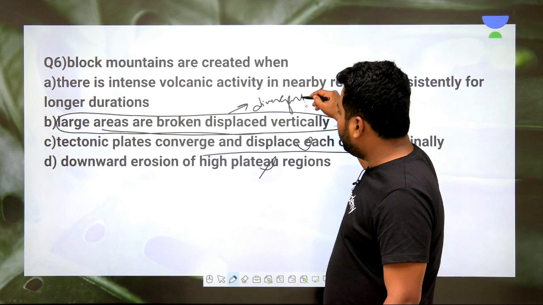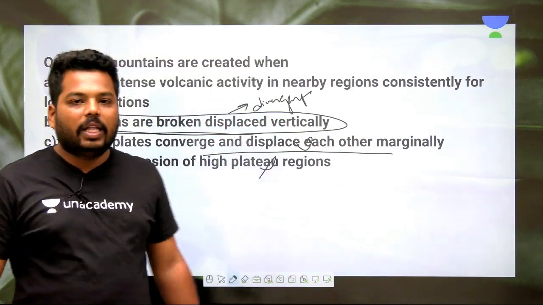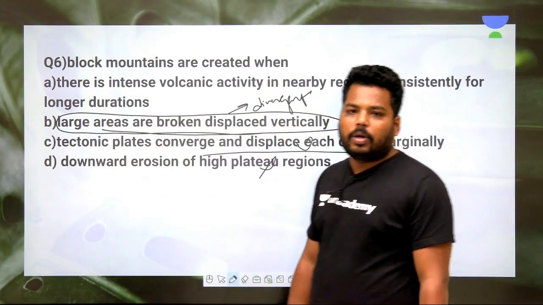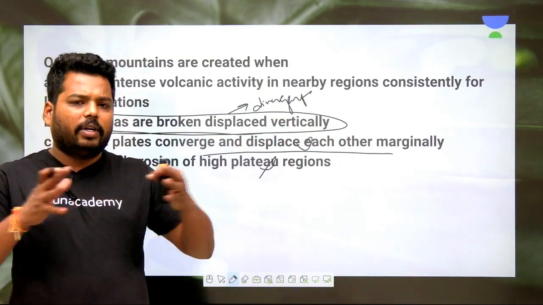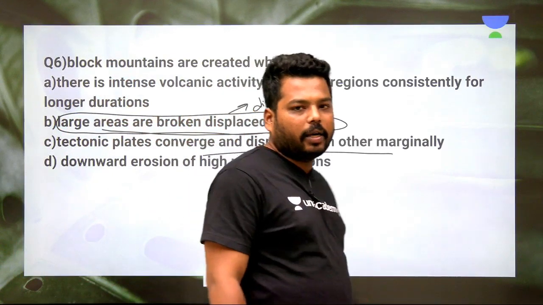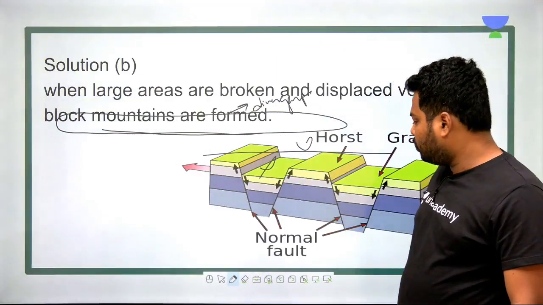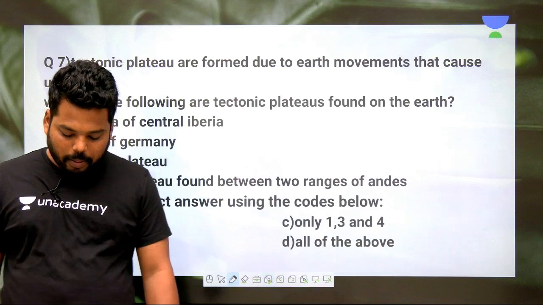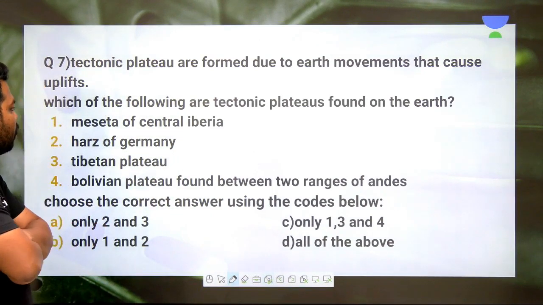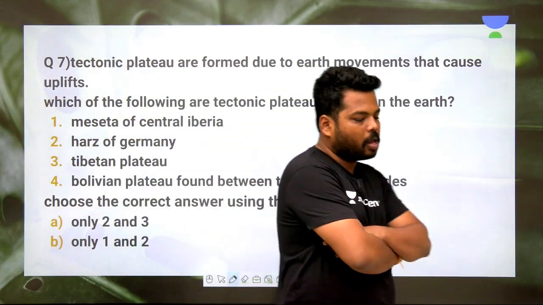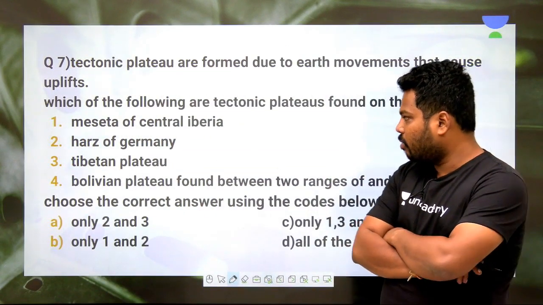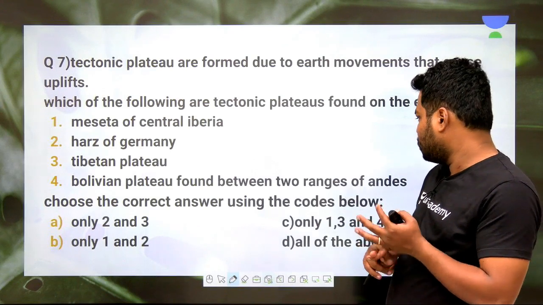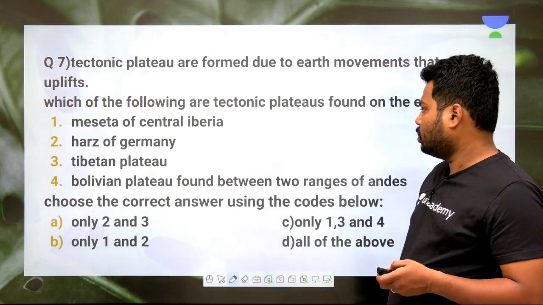Large areas are broken and displaced vertically because of the applied divergent forces. Do remember this point. Wherever we have applied divergent forces, in those regions you would be experiencing formation of block mountains. Don't try to forget this. Block mountains are created with divergent forces. Fold mountains are created with convergent forces. This is one of the repeated questions. Clear?